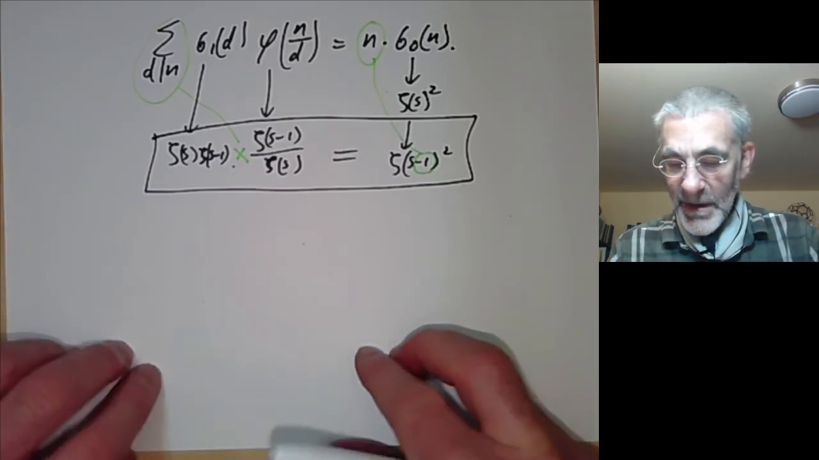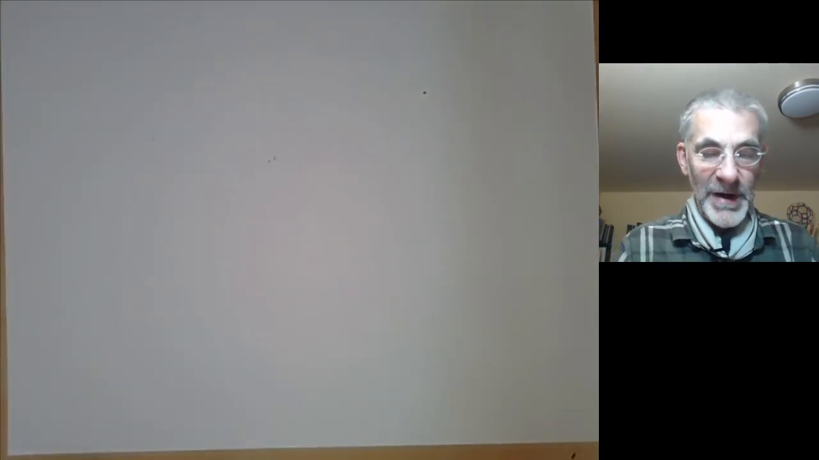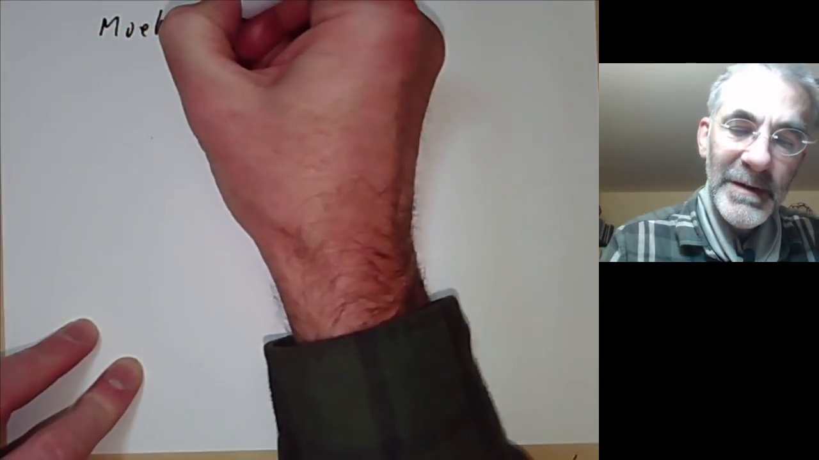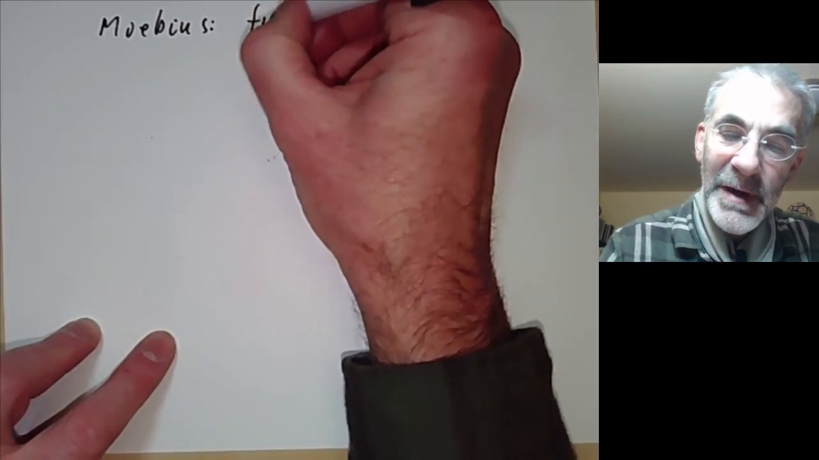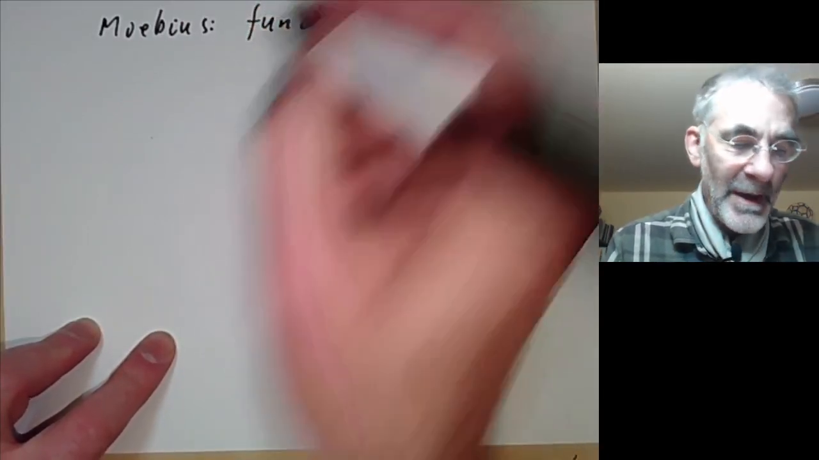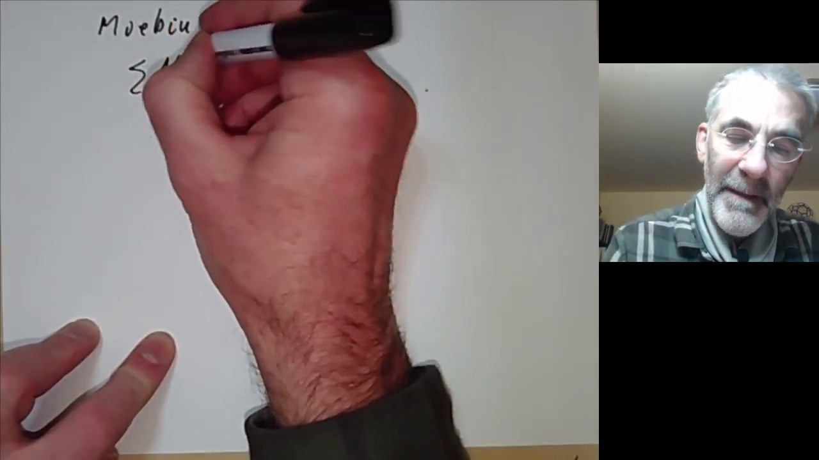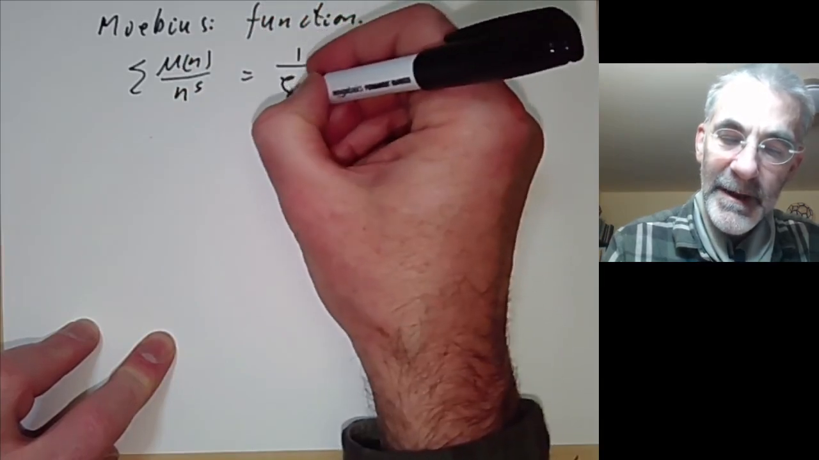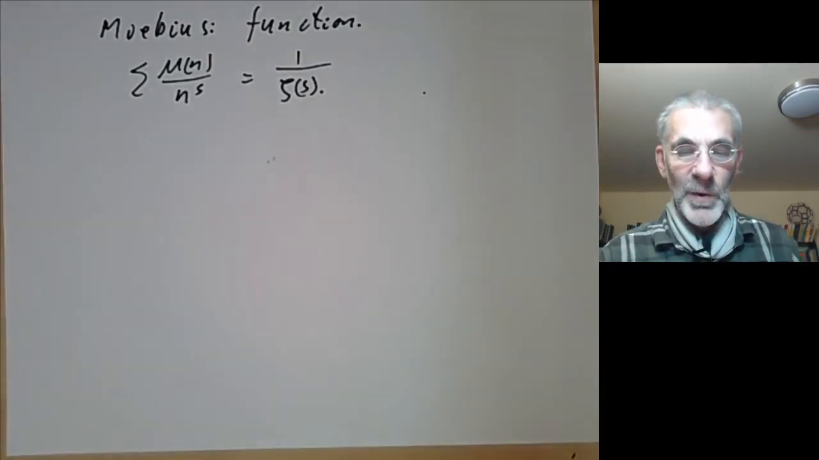As a last example, I will just talk about the Moebius inversion formula. Well, to define the Moebius inversion formula, we first need the Moebius function. And this is the arithmetic function such that the sum of mu of n over n to the s is equal to 1 over zeta of s. So let's try and work out what mu of n is.